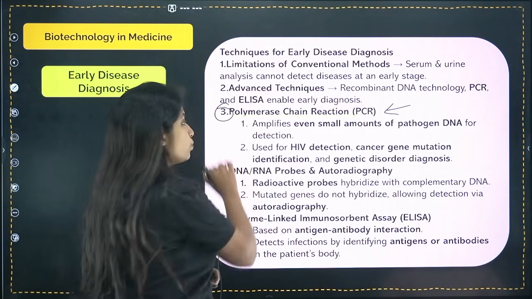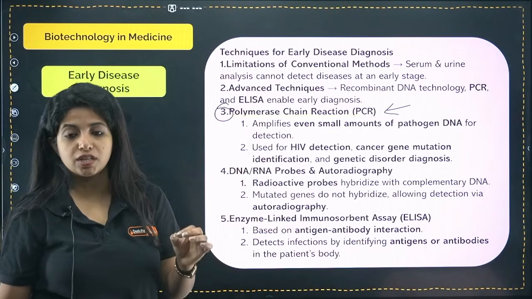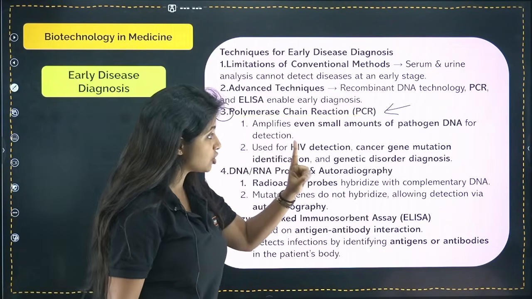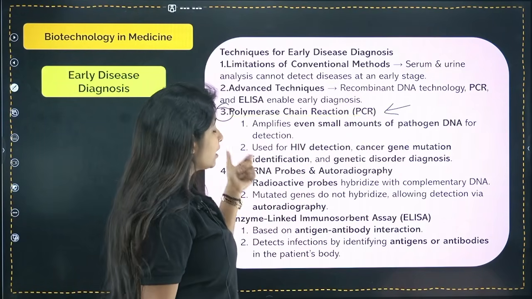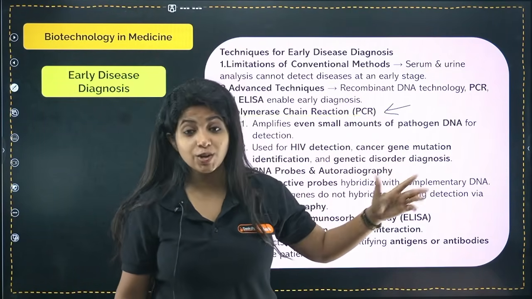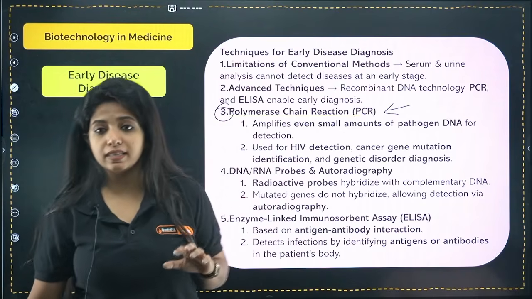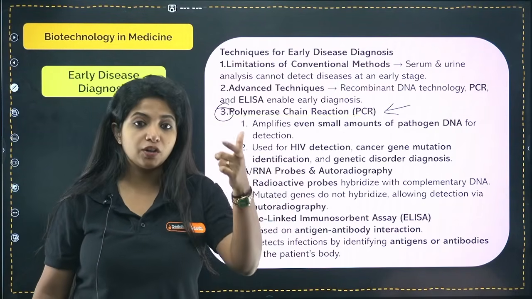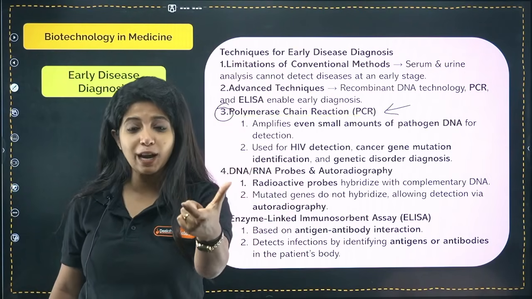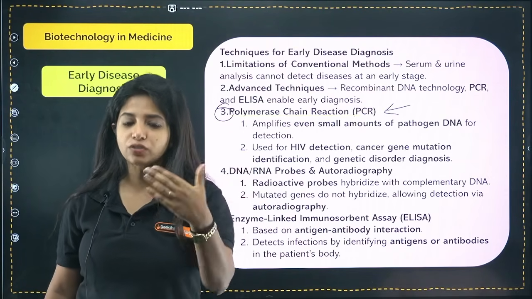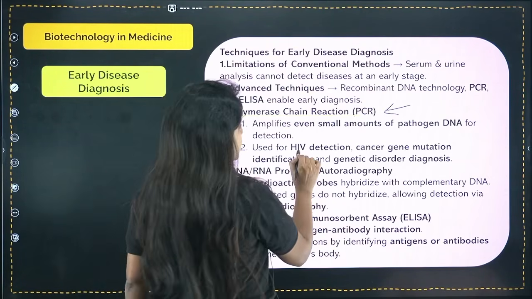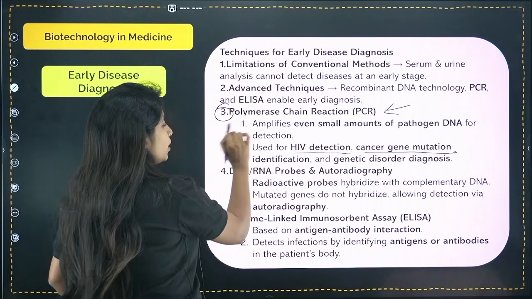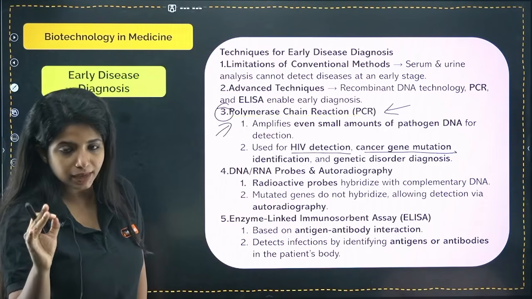So there's a very famous question: what is the method that you use to find even small traces of pathogens? It is polymerase chain reaction, used for HIV detection, cancer gene mutation identification, and genetic disorder diagnosis. For HIV detection, we think it's always ELISA, but you need to understand that with the help of polymerase chain reaction, if we get to understand that there is a retroviral DNA out there and we are able to amplify it, obviously you can find HIV also. So for HIV detection, for cancer gene mutation, for everything, polymerase chain reaction is the best.